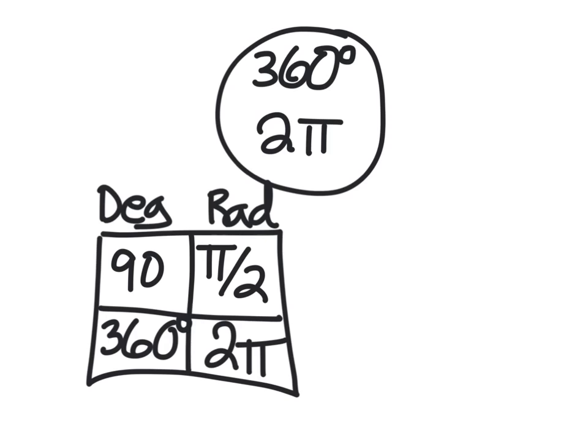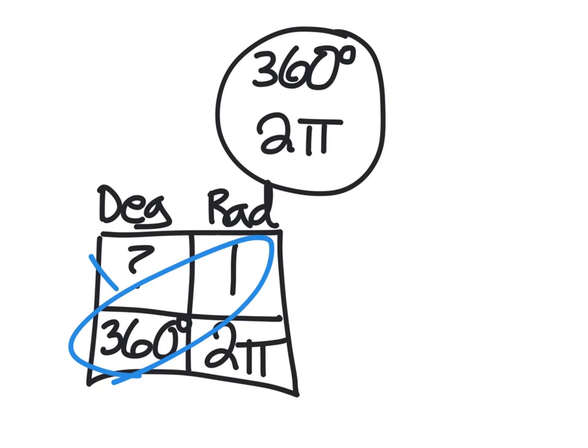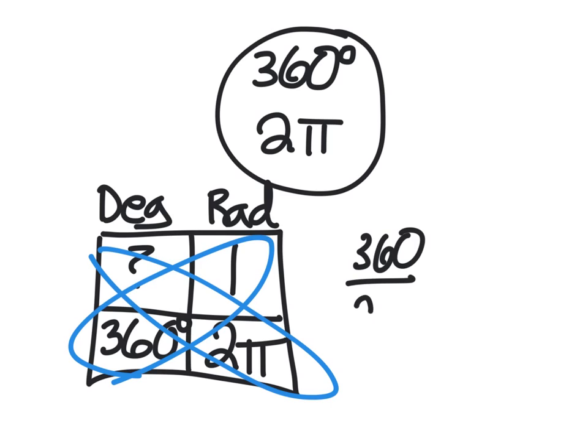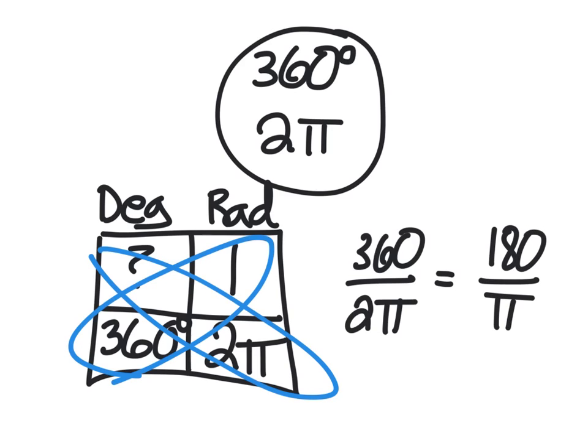Let's figure out what 1 radian would be equal to. If we cross multiply and divide, we're going to end up with 360 divided by 2 pi is equal to 1 radian. Or 180 degrees divided by pi would be 1 radian. How much is that anyway? If you divide it out, you'll find it's pretty close to 57.3 degrees. So 1 radian is approximately 57.3 degrees, almost 60 degrees.